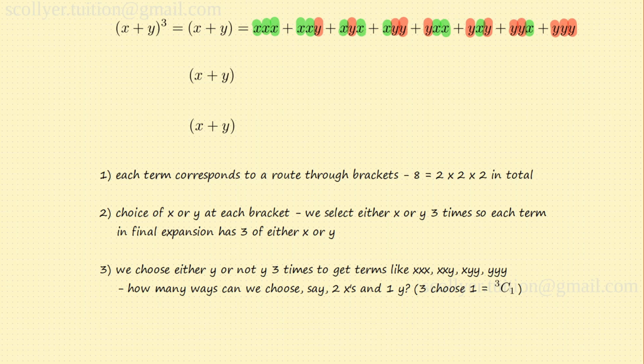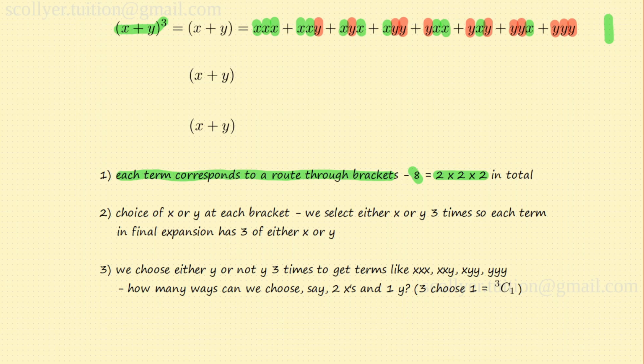So let's review the expansion of x plus y cubed, which expands to these 8 color-coded expressions. The first point is that each term corresponds to a route through the brackets, and there are 8 routes in total, which corresponds to 2 times 2 times 2, and it's 2 times 2 times 2 because we have a choice of 2 at each bracket, either x or y.